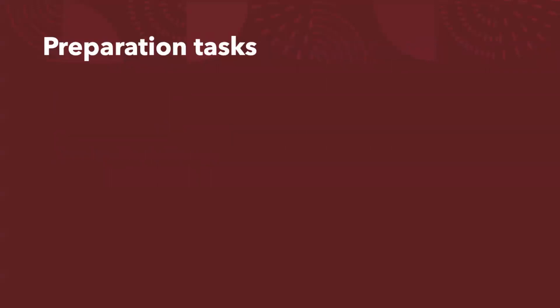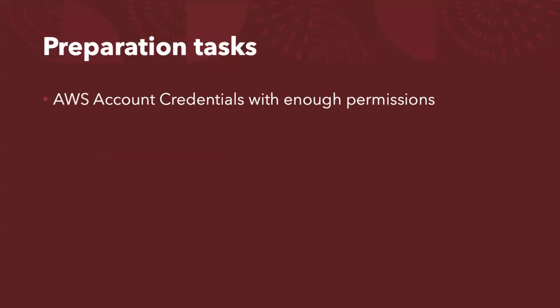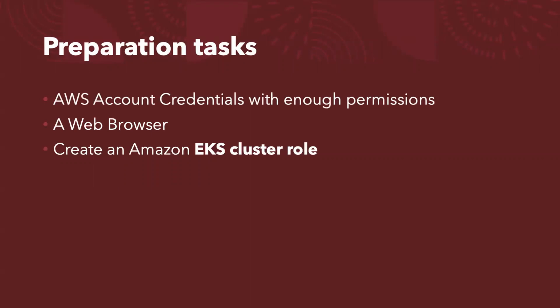So here are the preparation tasks you need to do. First of all, obviously, you need to have an AWS Cloud account with enough permissions, and you need to have a web browser. Once you have these, you log into the Web Console. You create an Amazon EKS cluster role first. That is very important. Without the cluster role, you can't create the cluster.